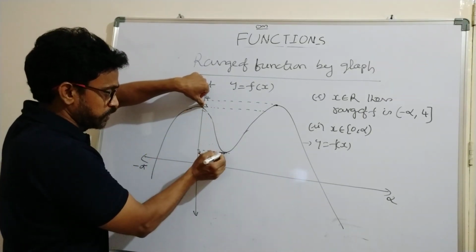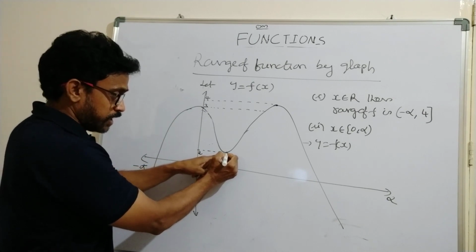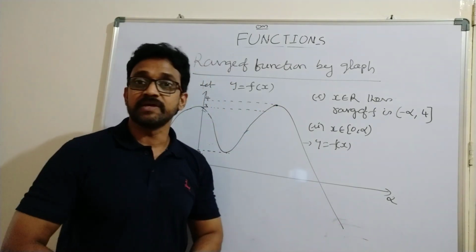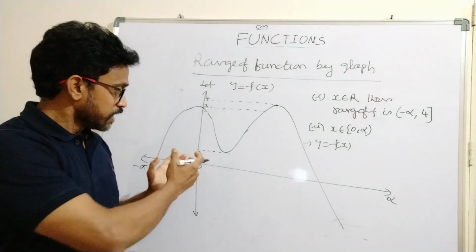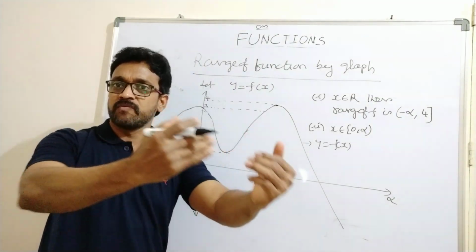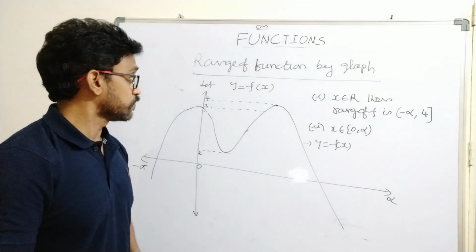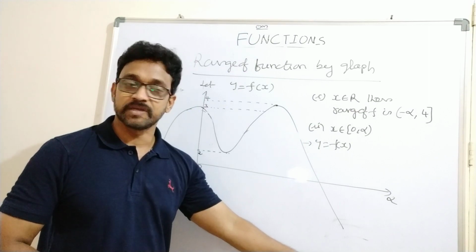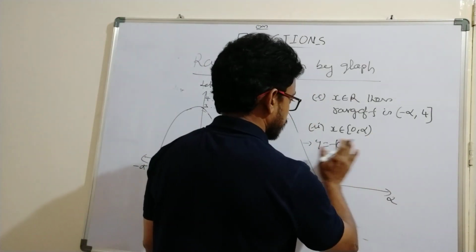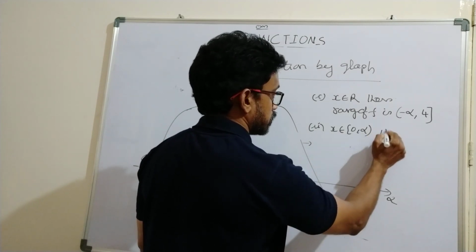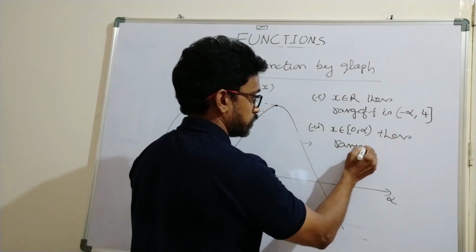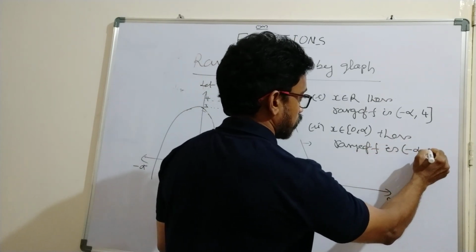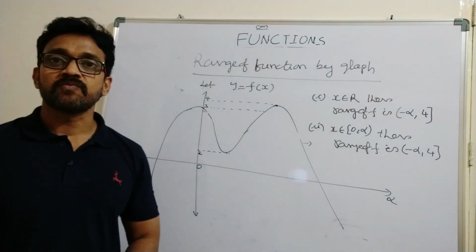From here it decreases up to here. Next from here onwards it increases up to here. Next it decreases and approaches minus infinity. That's why in this domain the maximum possible value of f is what? 4. And the minimum value tends to minus infinity. That's why here the range of f in this case is left open, right closed, minus infinity comma 4.